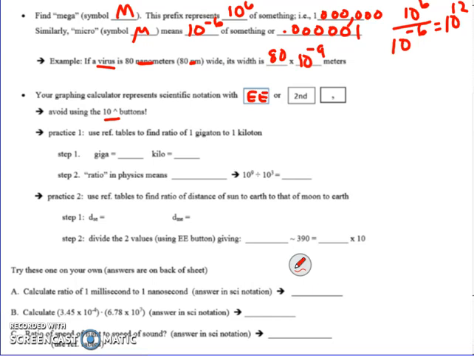Okay, so let's do some quick practice, again using our reference tables. Let's find the ratio of a gigaton to a kiloton. So ton is an amount of mass. Giga and kilo are prefixes for amounts, convenient amounts. So look up giga, all right, that's a billion, 10 to the 9th. Kilo, you should be familiar with, is 1,000, 10 to the 3. Okay, now we ask what's the ratio.